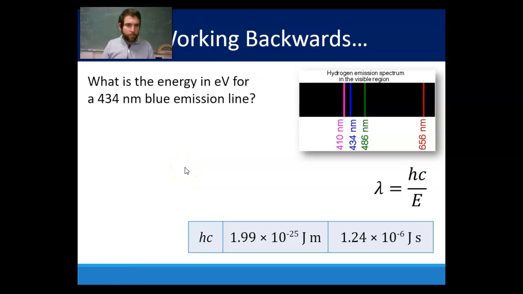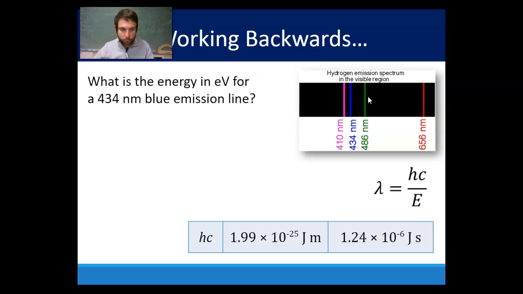All right, last couple. We're almost done. Working backwards. What is the energy in electron volts for a 434 nanometer blue emission line? How do I know it's an emission? Mostly black and only colors are visible. So it's an emission spectrum. Did you really try it?